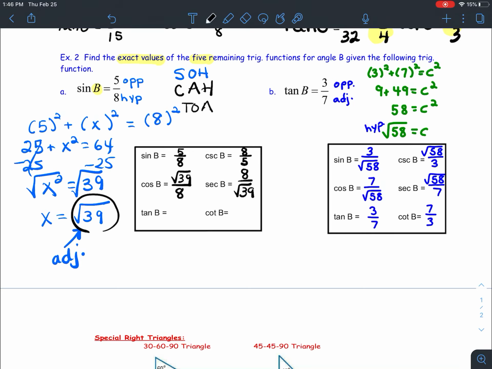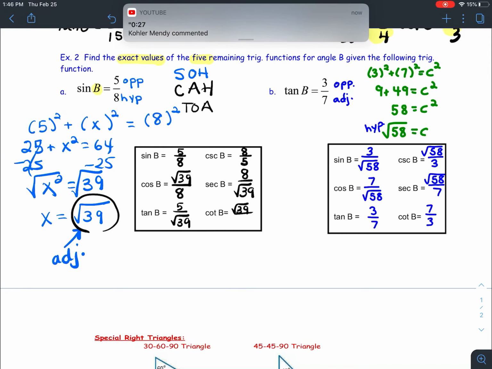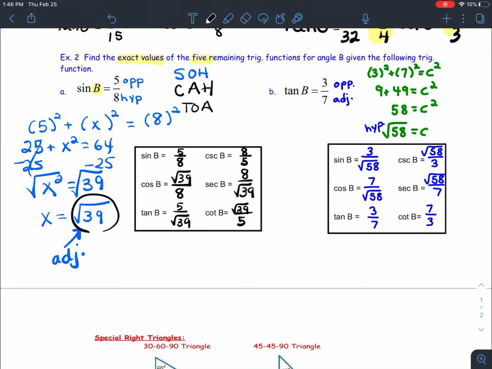Okay, tangent, that is the TOA. So I'm doing opposite over adjacent. The opposite is 5, so that'll be my numerator. And the adjacent we said here was the square root of 39, so that'll be the denominator. And then, of course, cotangent is merely the reciprocal of that.